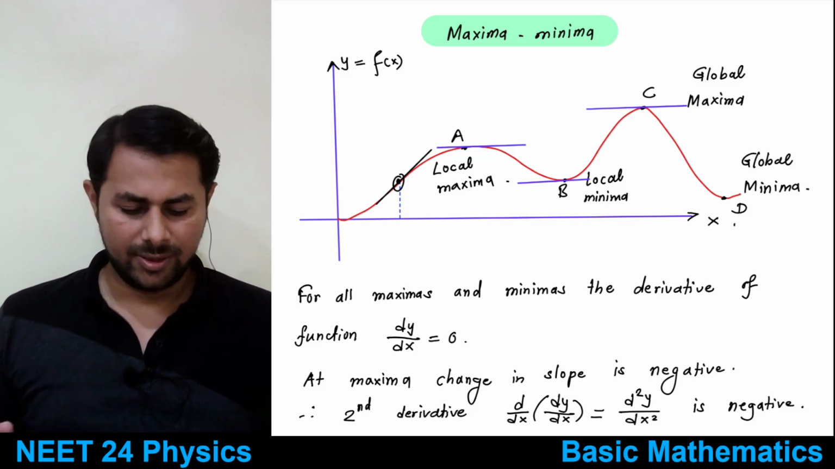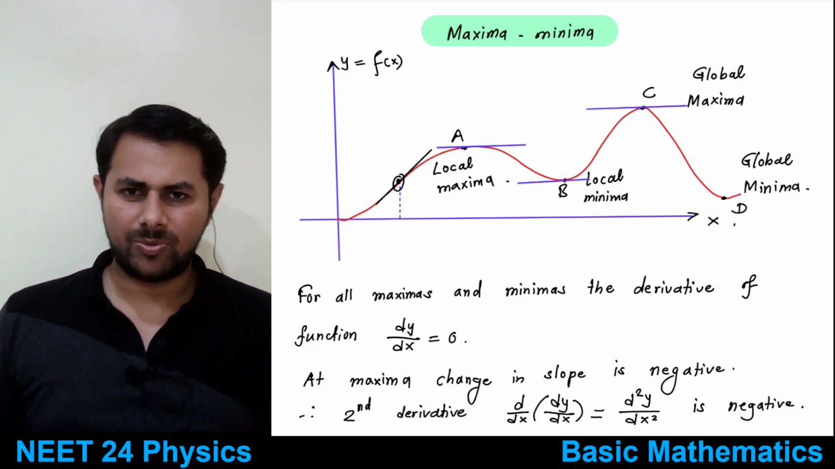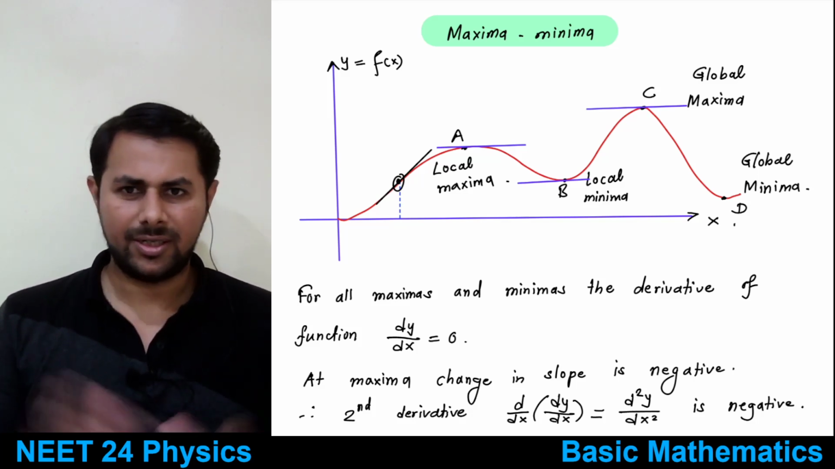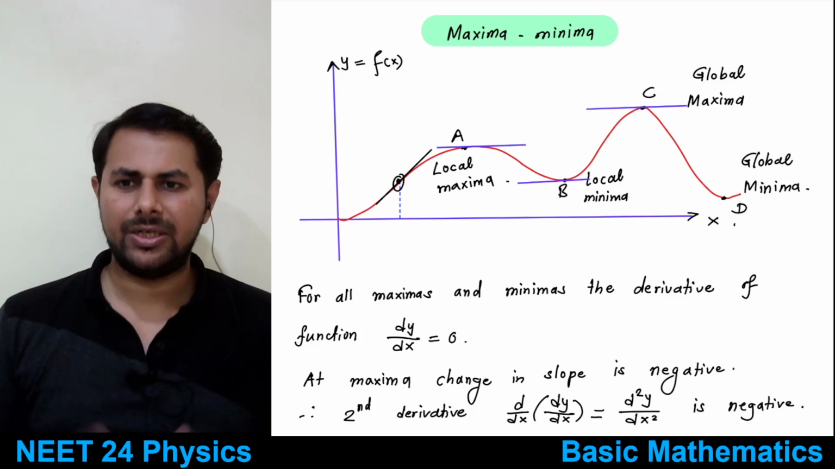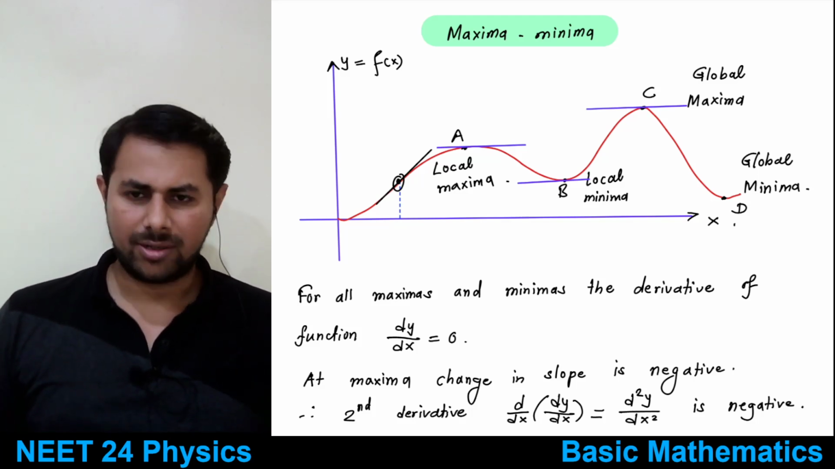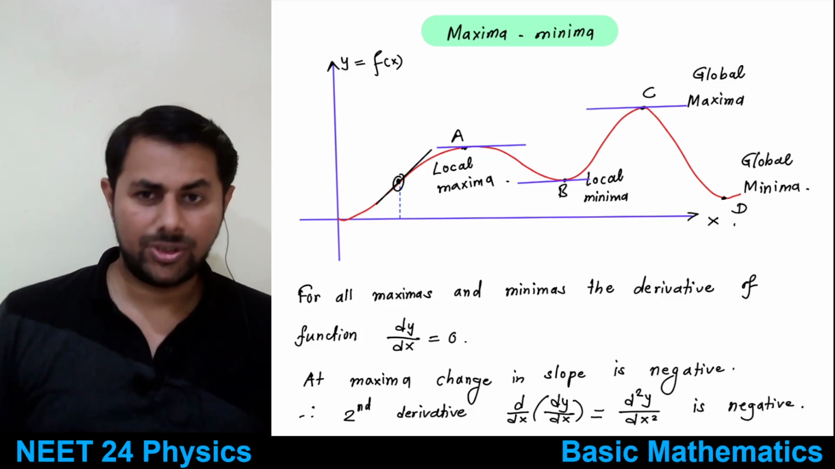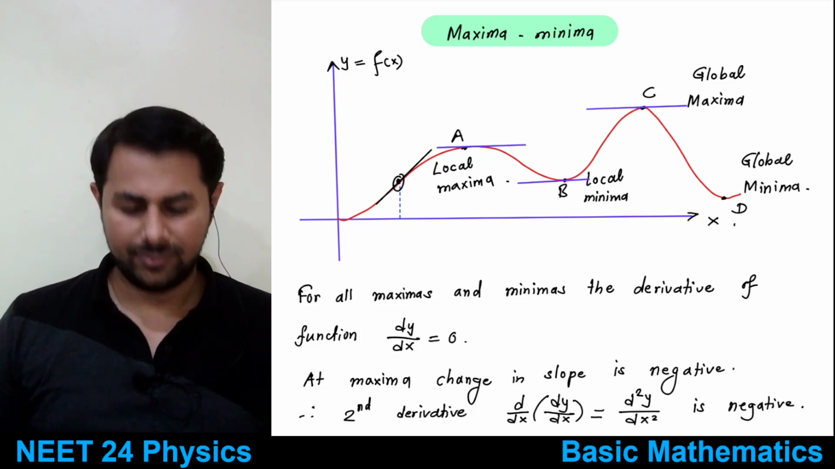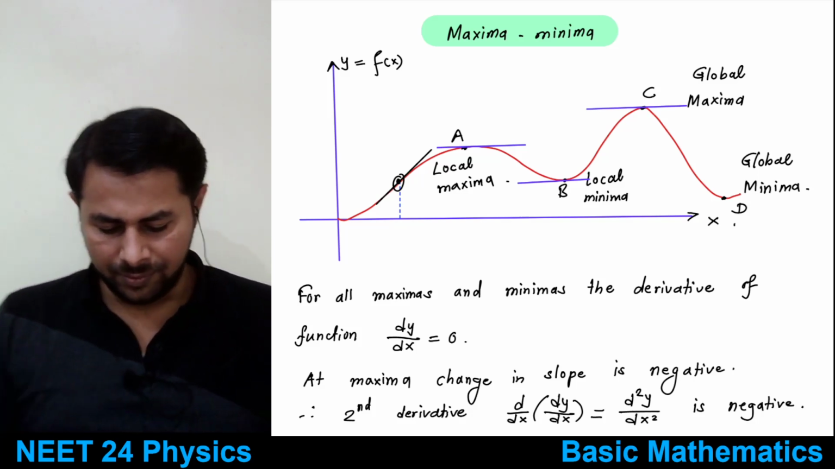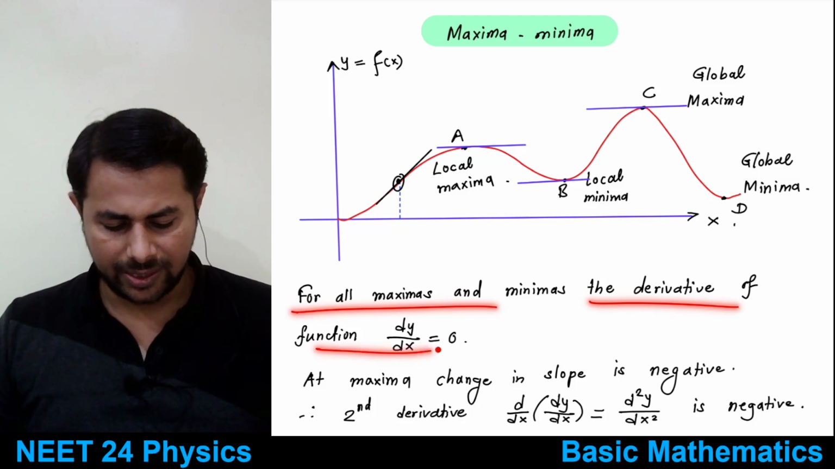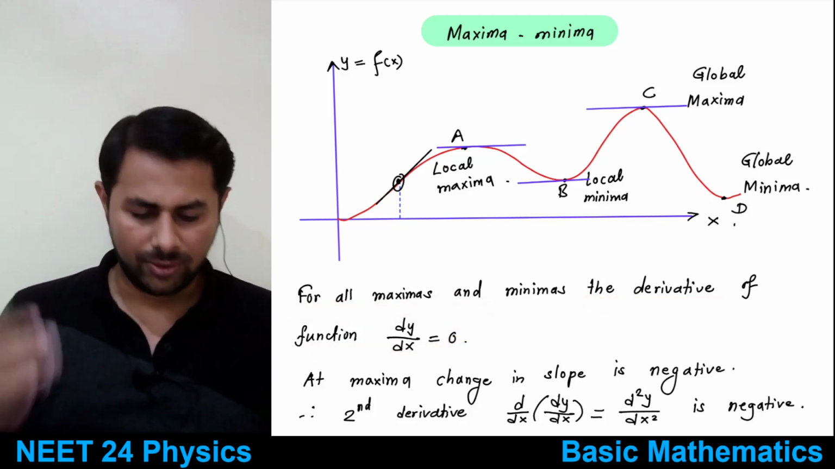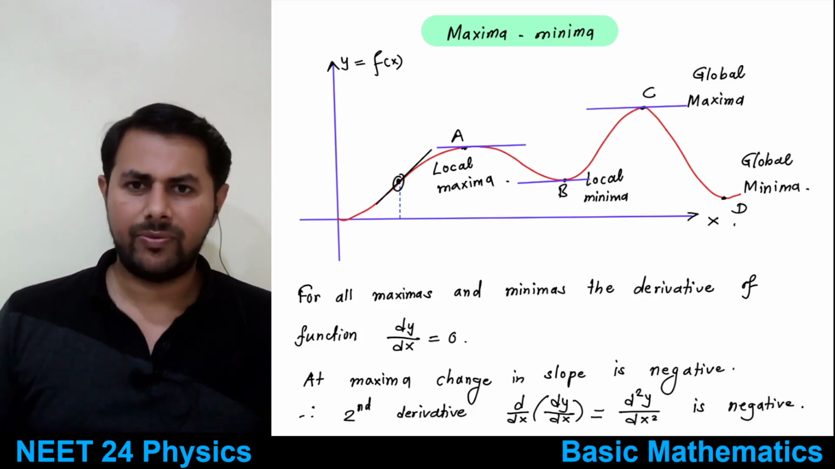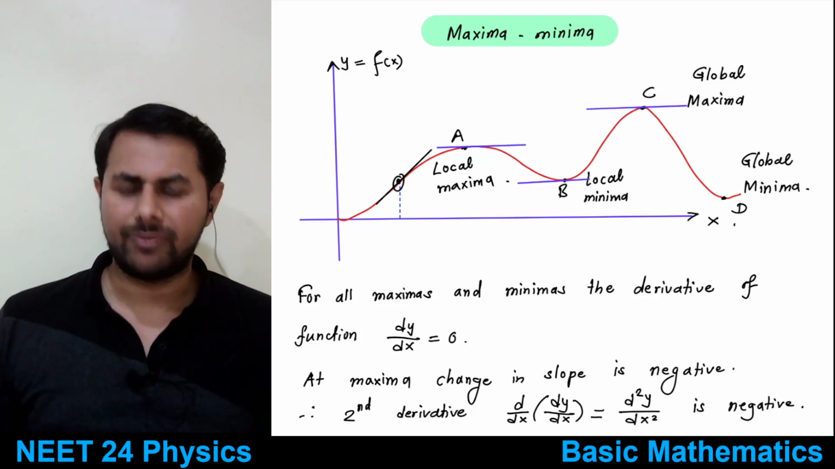Right. So now how to check whether a particular point is a maxima or a minima? That's what we need to understand. At maxima, minima, derivative is equal to 0. Now, the next thing to understand is how to check whether it's a maxima or a minima, because at both points the derivative is equal to 0. So for all maximas and minimas, the derivative will be equal to 0. Local is not an exception, global is not an exception. At every maxima and minima, derivative is equal to 0.